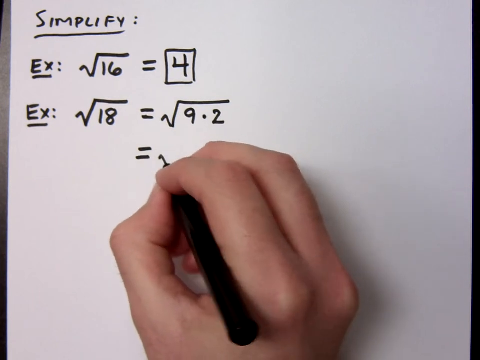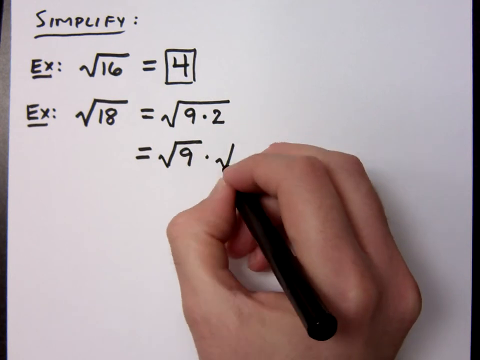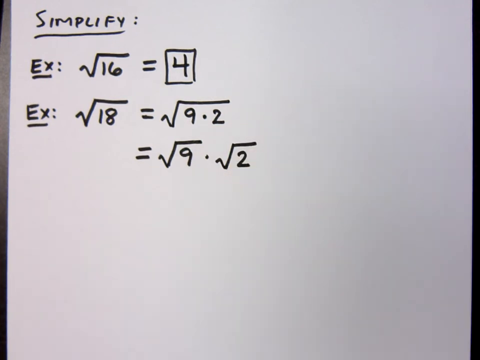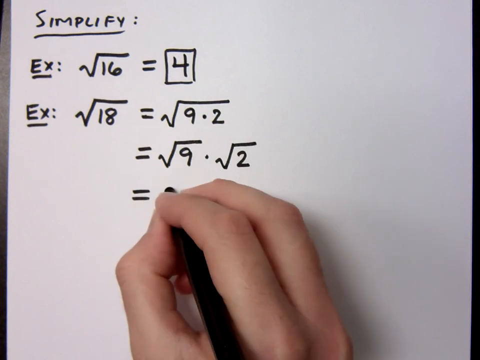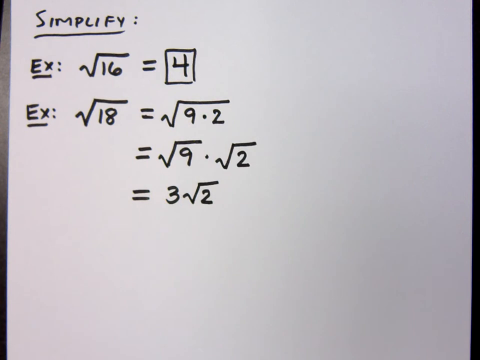So according to the product rule, I should be able to write this as the square root of 9 times the square root of 2. So even though 18 was not a perfect square, it had a factor that was a perfect square, right? 9's a perfect square, 9 goes into 18. So what's the square root of 9? 3. So we're going to write this as 3 times the square root of 2. Just like that.